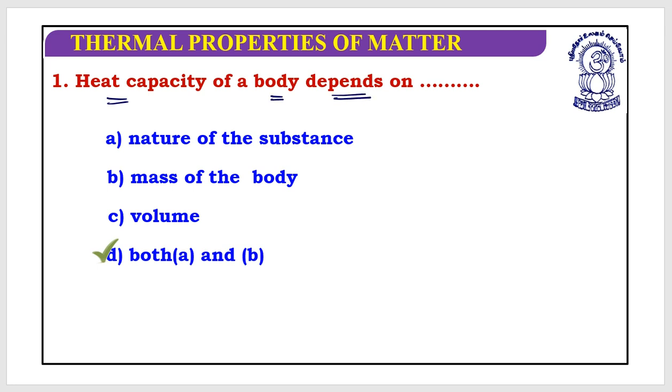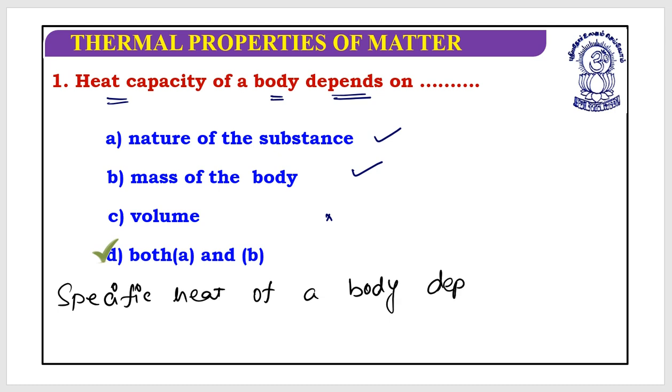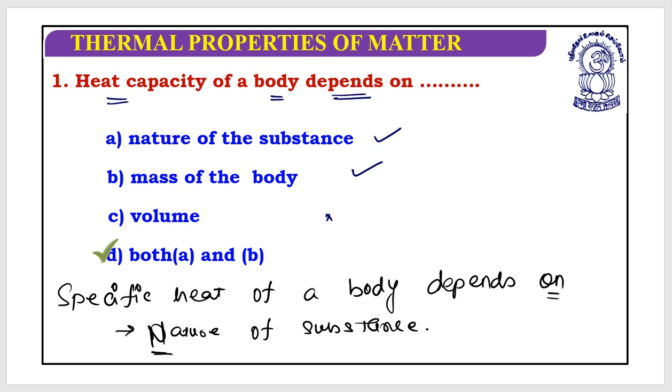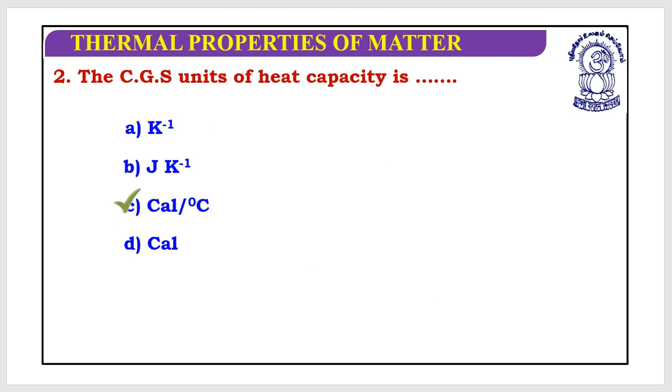Heat capacity of a body depends on the nature of the substance. Yes. Mass of the body. Yes. Volume. No. So both A and B. If I am asked what the specific heat of a body depends on, I should write that it depends on the nature of the substance only. I hope this is clear. Great.